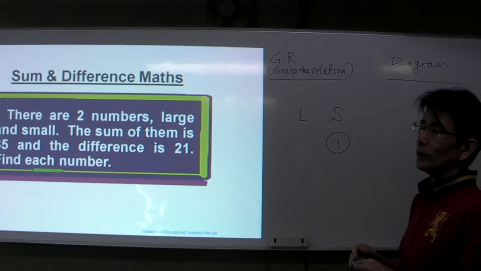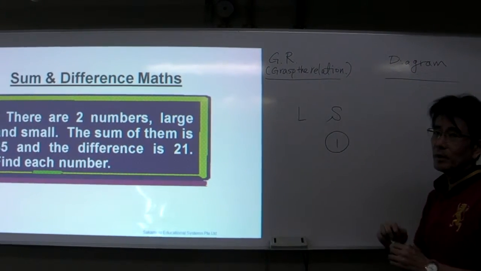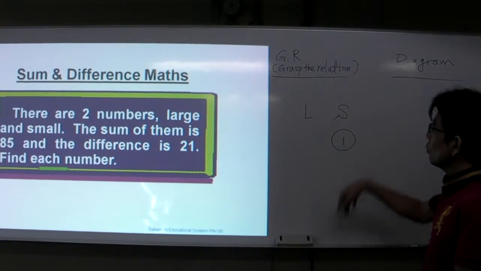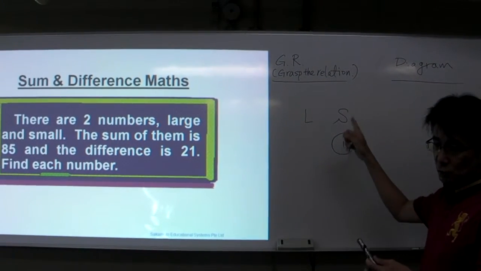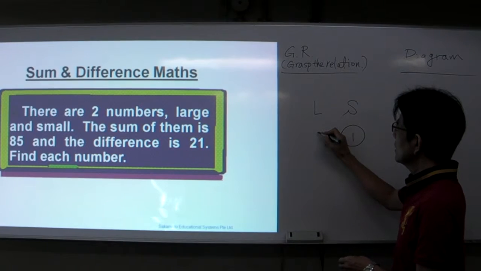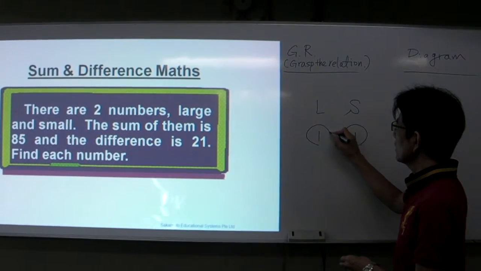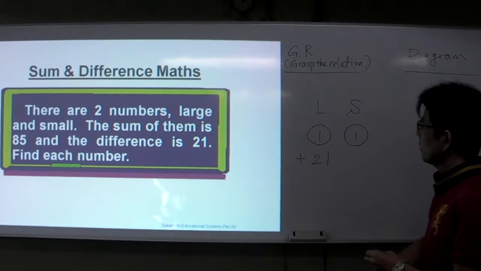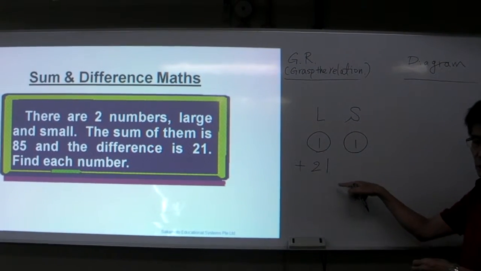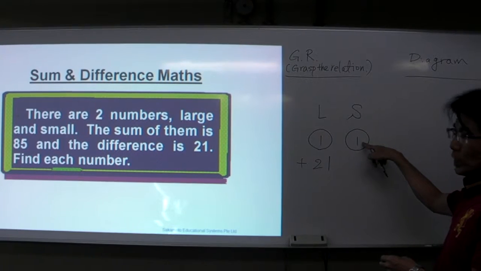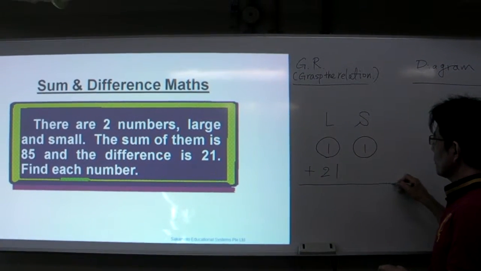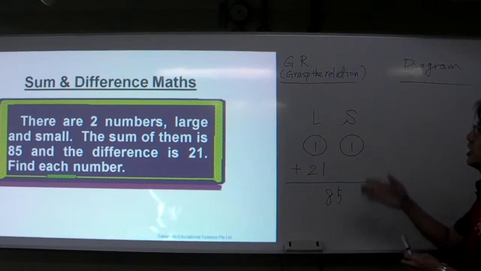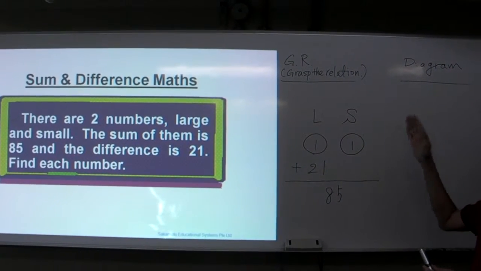Their difference is 21. This means the large number is 21 more than the small number. So if this 1 circle represents the small number, the large number is the same 1 unit, 1 circle, but 21 more. So the large number is 1 circle plus 21, whereas the small number is 1 circle. If you add up, the total will be 85. Like this.